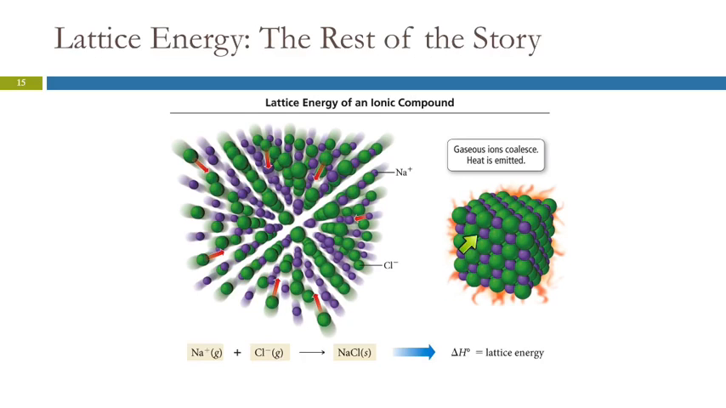So the lattice energy comes from the lowering of the potential energy. These particles just floating around have a higher potential energy. When they come together, the energy is lower. That energy has to go somewhere, and that's the energy that's released.